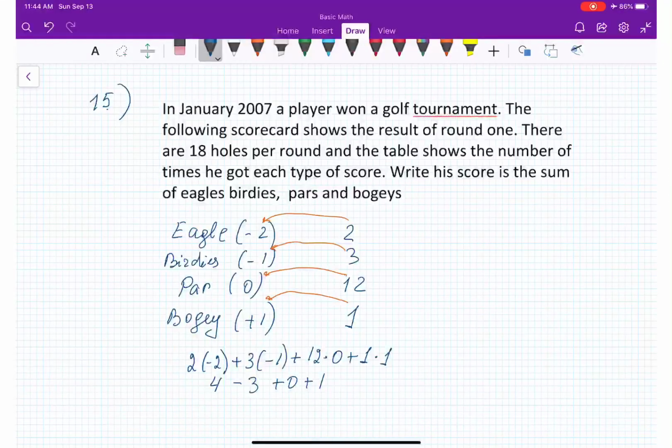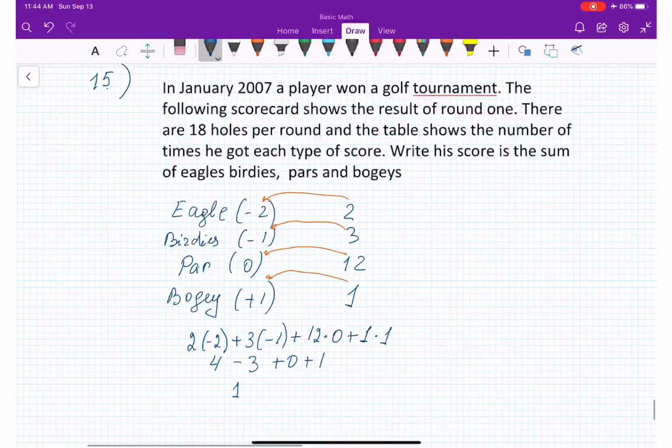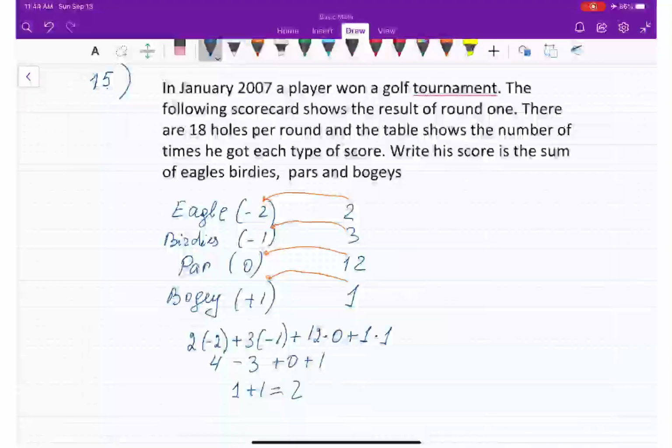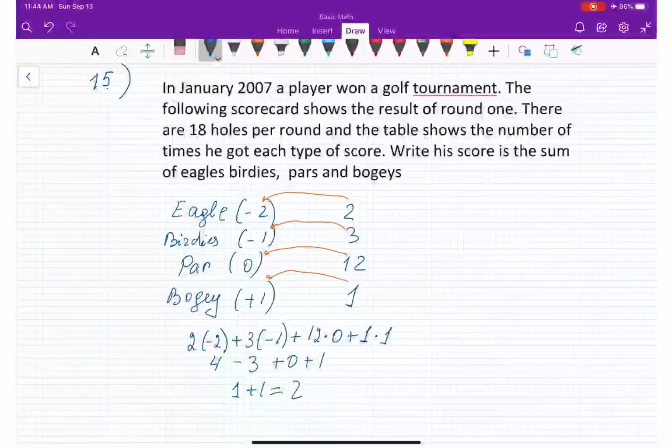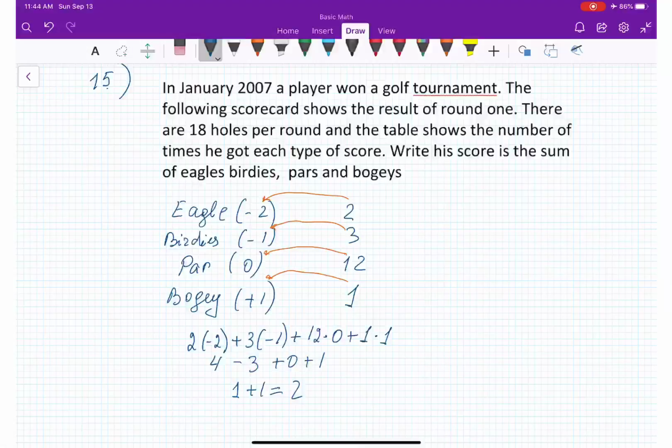But most likely your question will ask only to write down the expression of the score as a sum. This one, like we did. It will ask to write down only this. Okay?